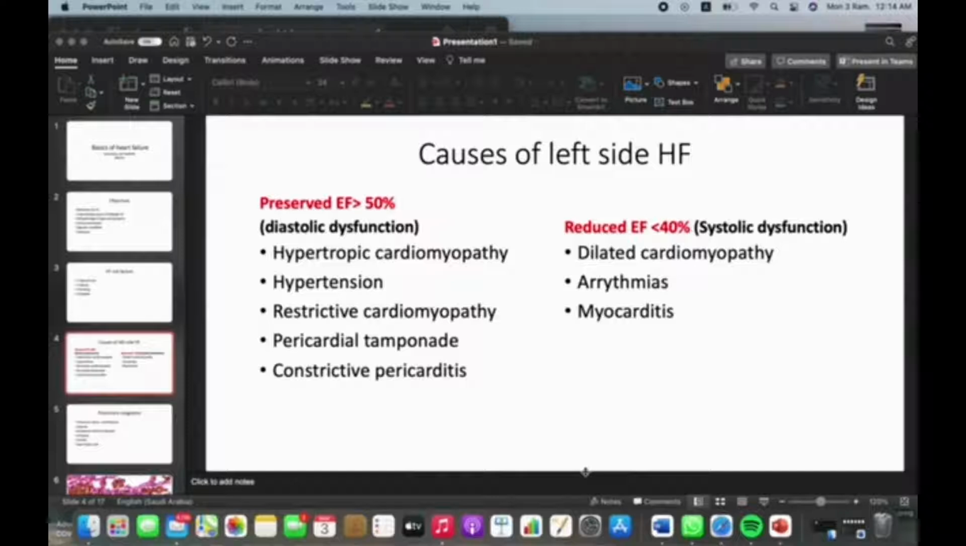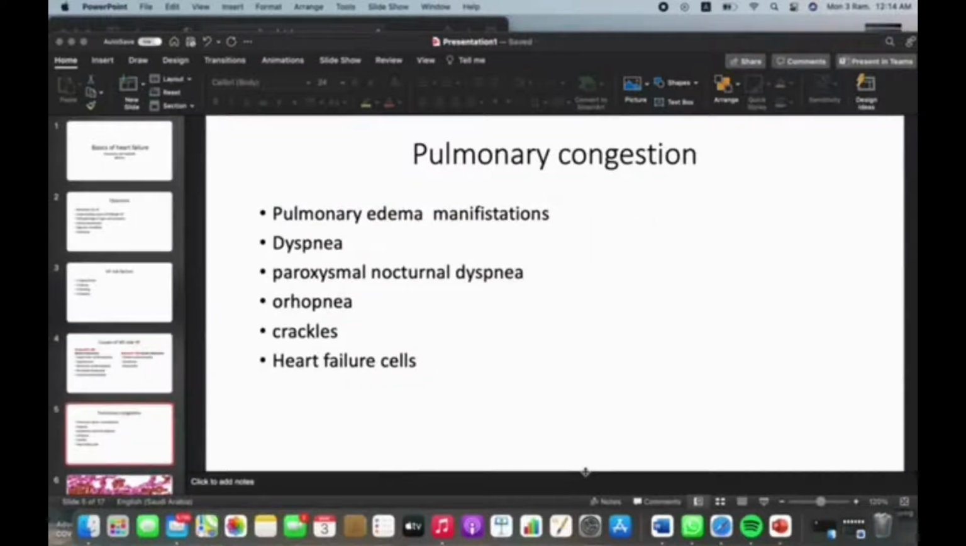One of the major manifestations of left side heart failure is pulmonary congestion. When the heart is unable to eject the blood forward into the systemic circulation, the blood will pile up into the pulmonary circulation. The manifestations will be dyspnea, shortness of breath; paroxysmal nocturnal dyspnea, shortness of breath after a period of time; orthopnea, shortness of breath when lying down; crackles that can be appreciated by stethoscope; and the heart failure cells.